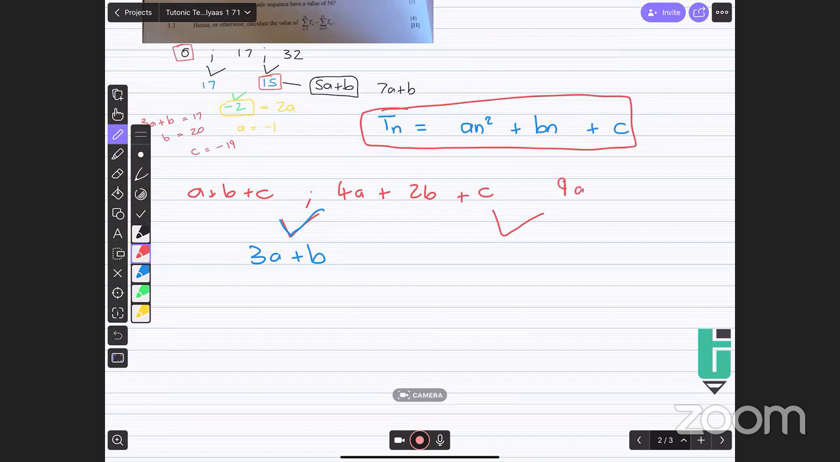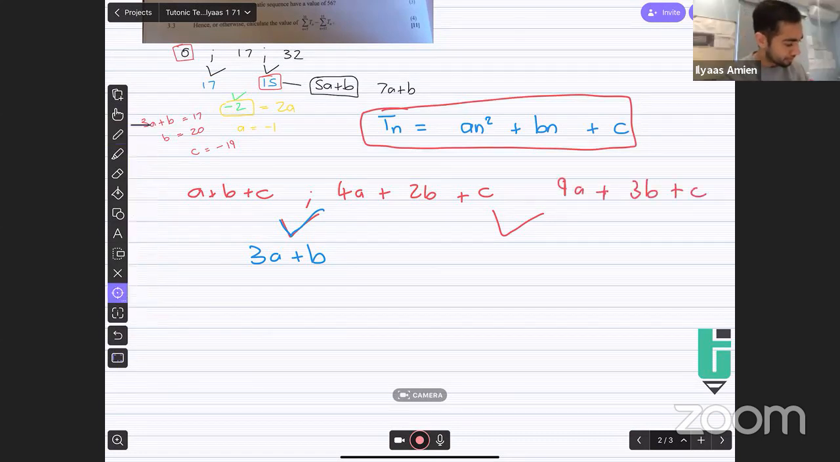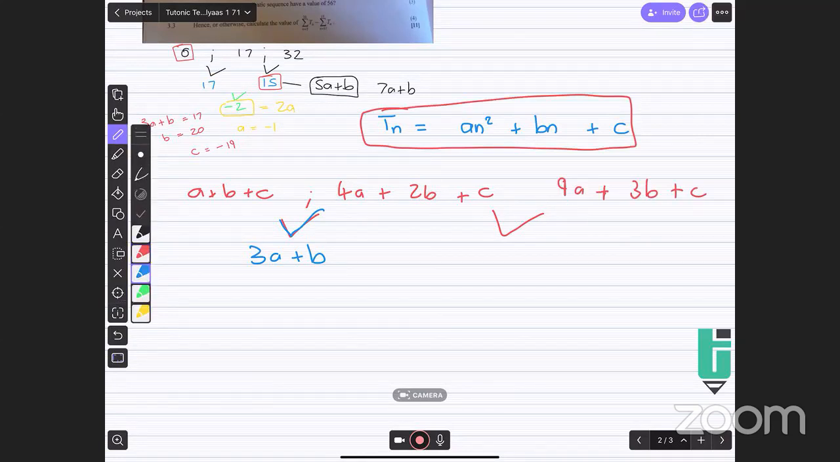9a plus 3b plus c. Subtract this and this: 5a plus b. Now subtract these two. Oh my word! 2a. 2a. Wow. This is so pretty. Mind blown.